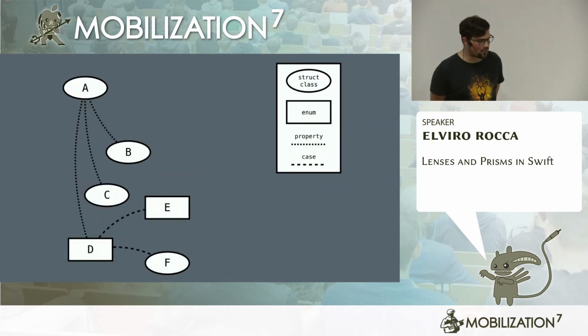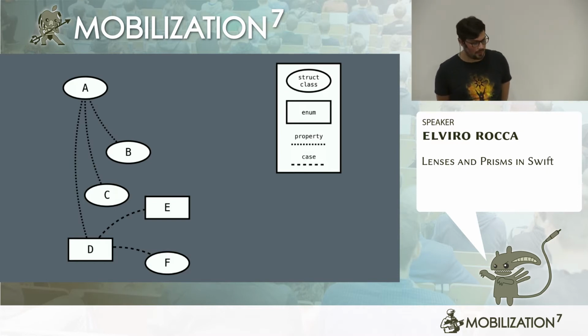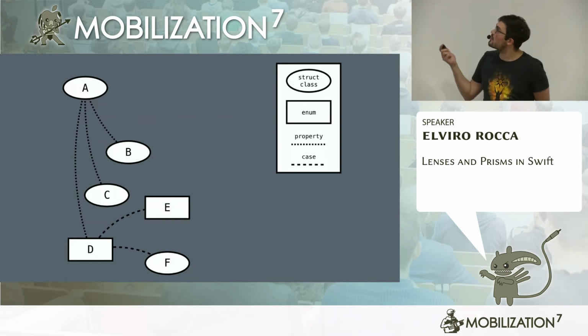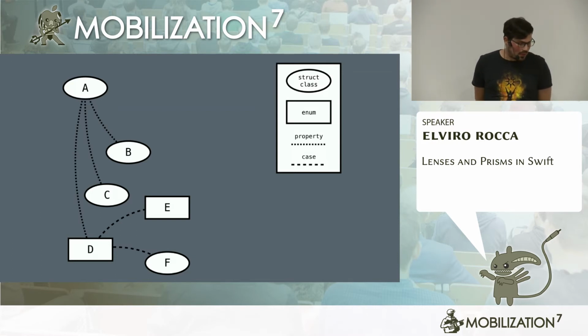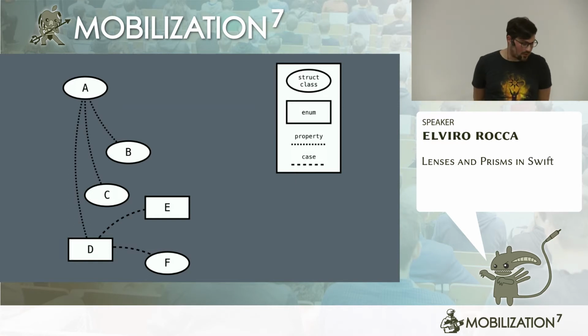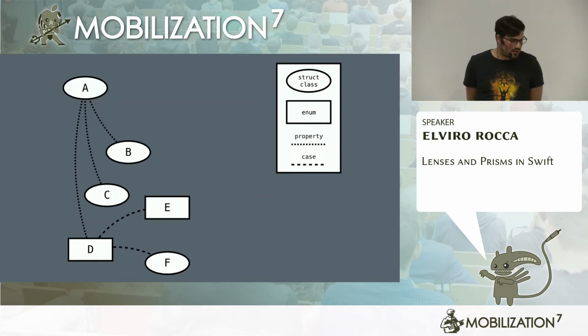Let's assume we have a data structure here. A, B, C, D, E, and F are types. And the ovals can be structs or classes. So the dotted lines are properties. And the dashed lines there are cases, because the rectangles are enums. So let's assume we would like to define a lens on the type A that focuses on the type B.